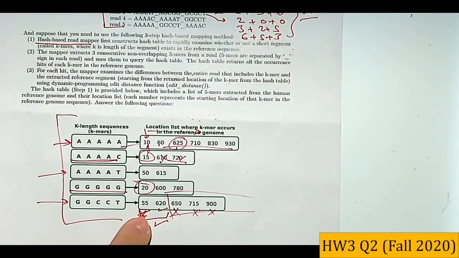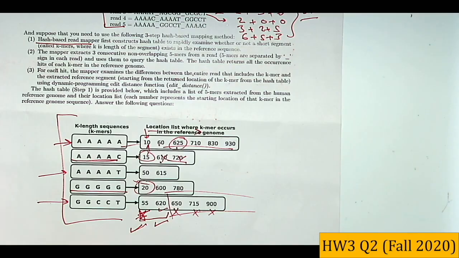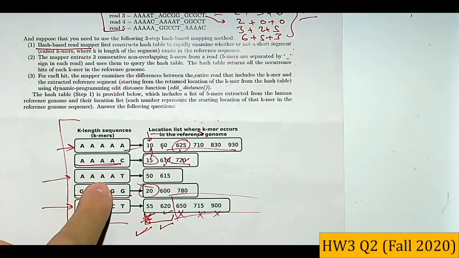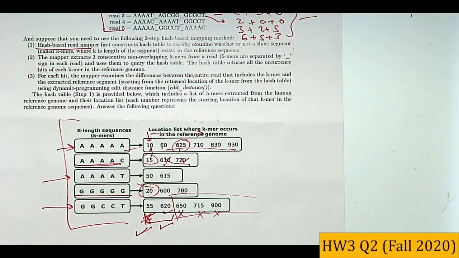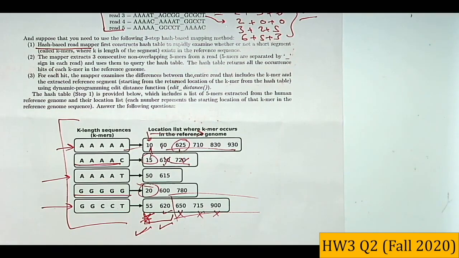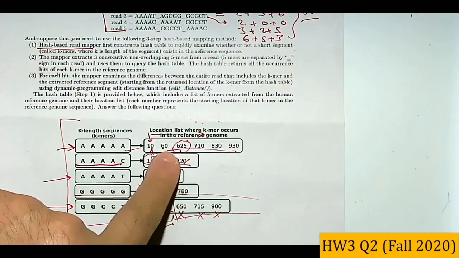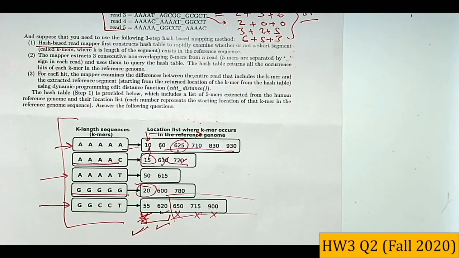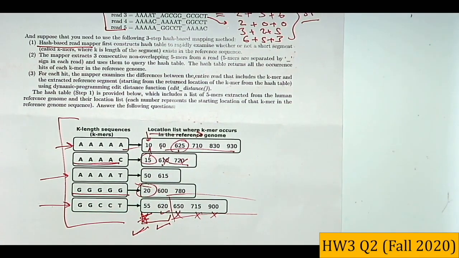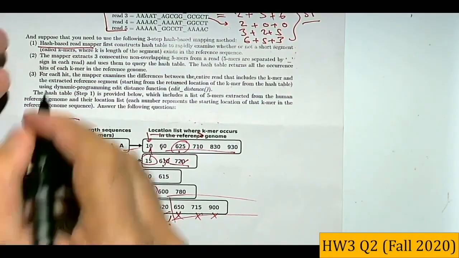So we have only those 2 positions, which is, the first one was here, right? So we have 50 and 615, and from the second k-mer, 55, 620, and from here we have 60 and 625. So we have 2 mappings for the second read.